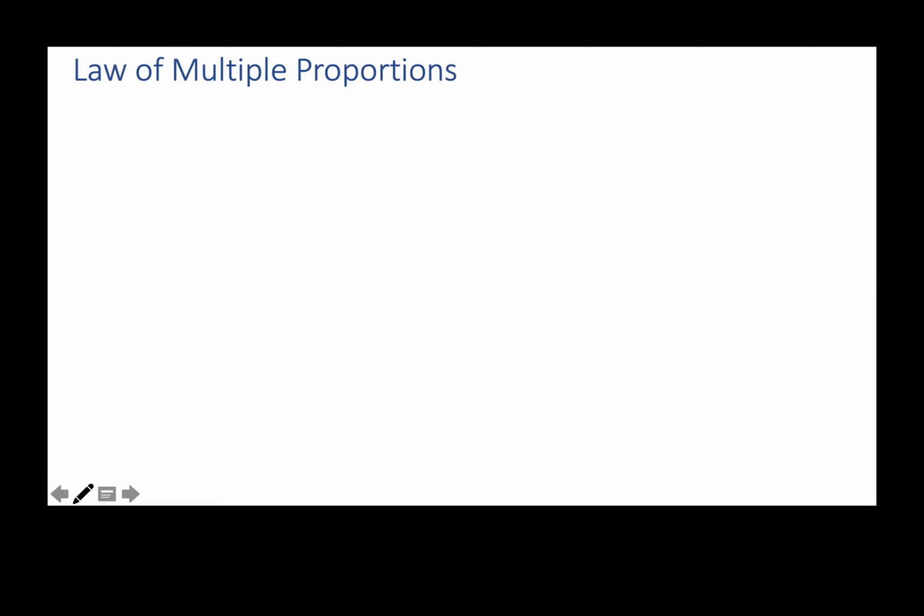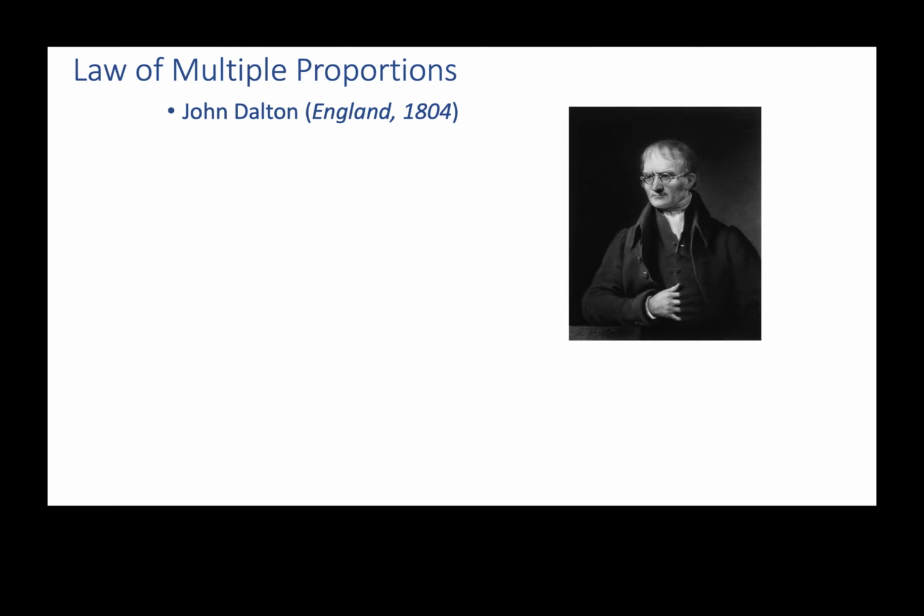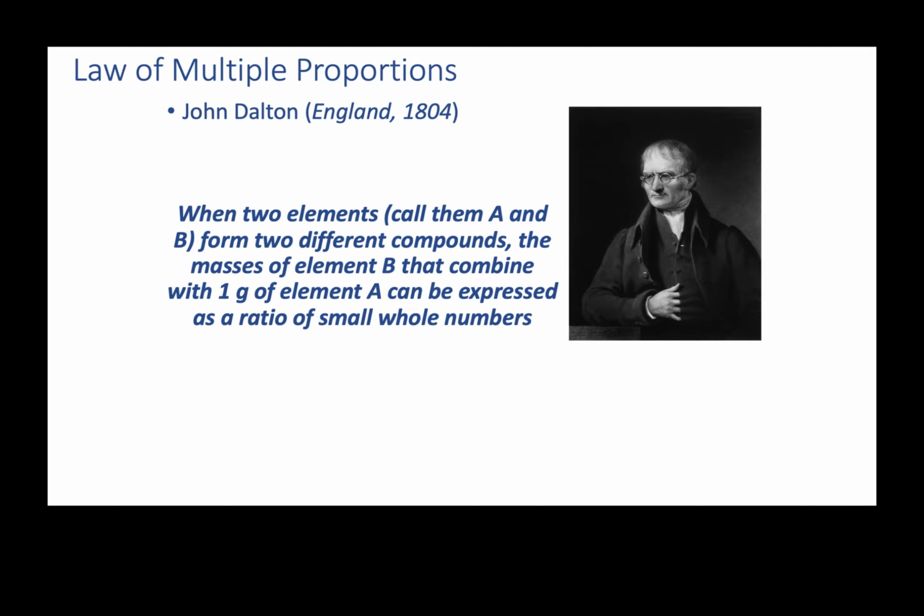We also have the law of multiple proportions. So this law was put forth by John Dalton, and we're going to talk about him a lot throughout the semester. A lot of his discoveries really helped form the foundations of chemistry as we know it today, so he's going to come up a lot. But basically, his law of multiple proportions is that when two elements A and B form two compounds, the mass of element B that combines with 1 gram of element A can be expressed as a ratio of small whole numbers. What?